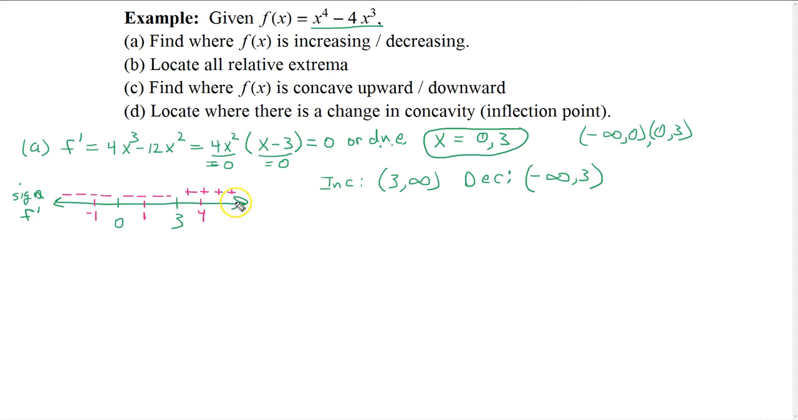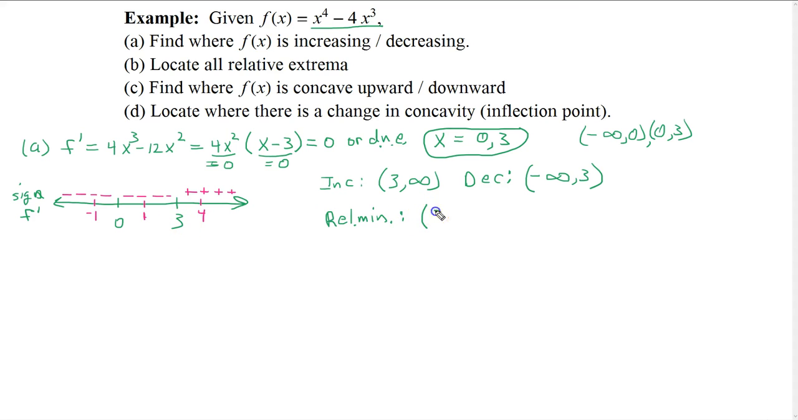Now let's identify our relative extrema. We don't have any relative max for this from this pattern down here that we see. That would require something like plus and then minus, and we don't have that, so we only have a relative minimum. And that is occurring at 3, when x is 3.